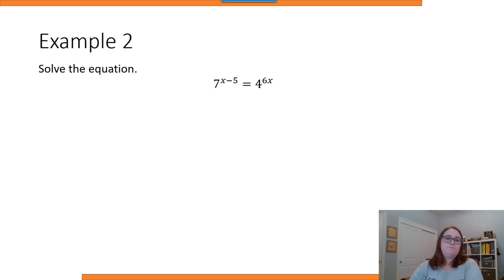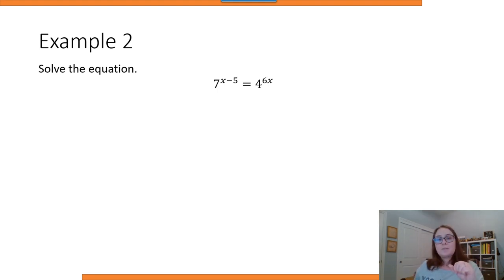Okay, this one looks pretty similar to the last example we did. I have 7 to the x minus 5 equals 4 to the 6x. The big difference here is that I'm never going to get those bases to match. I can't rewrite 7 as something else to a power. 4, I can never get to be 7 to a power. So that like bases method is not going to work here, but logs will.